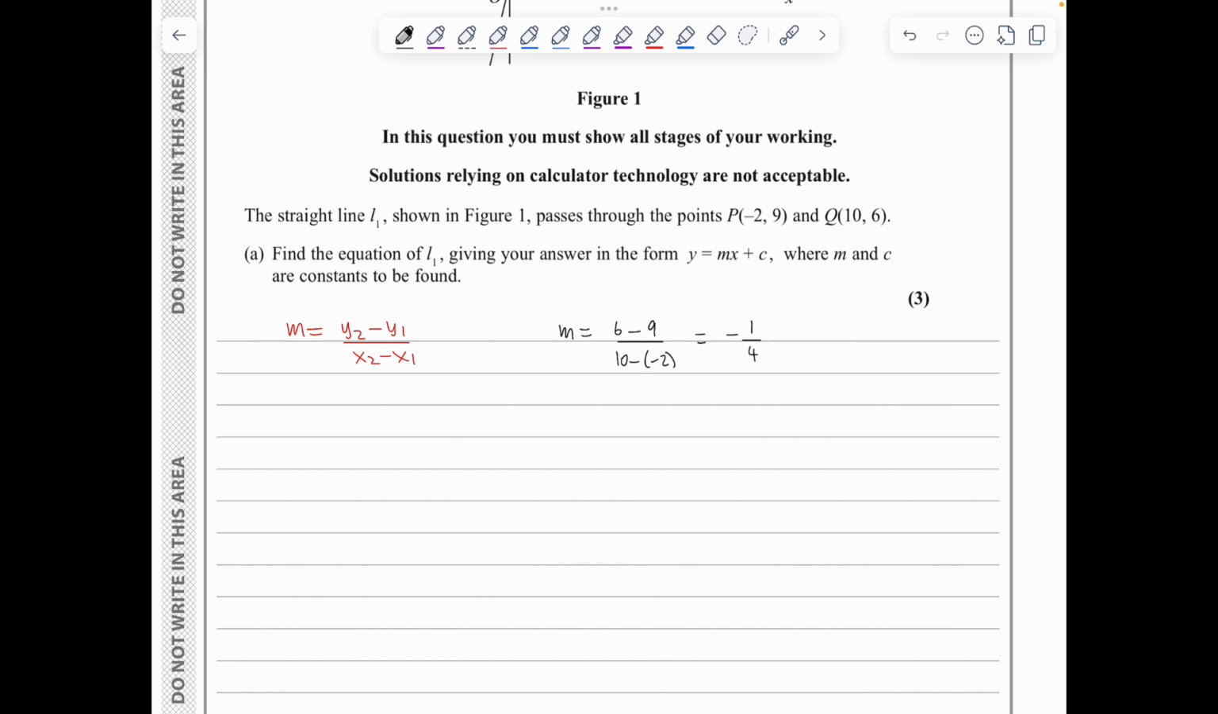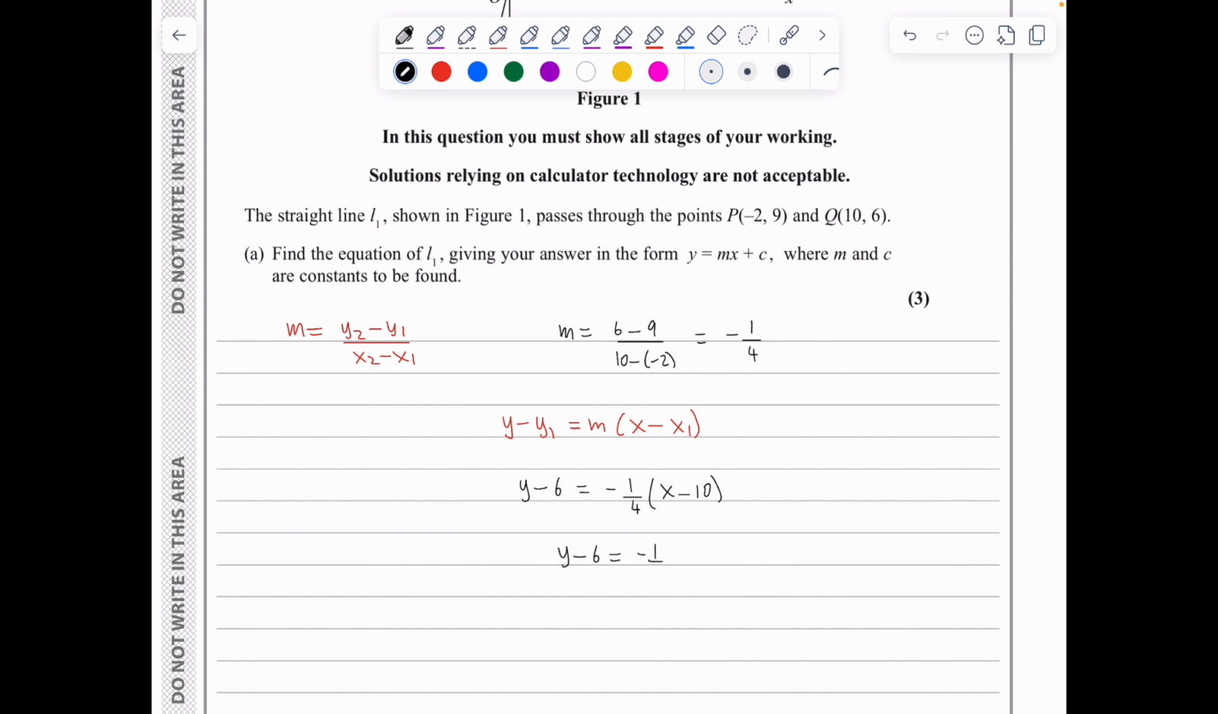And knowing that the equation of the straight line is given by y minus y1 is m(x minus x1), we can proceed into y minus 6 is equal to minus a quarter brackets x minus 10. I will expand this to get y minus 6 is minus a quarter x plus 5 over 2, which leads to y is minus 1 over 4 x plus 17 over 2.